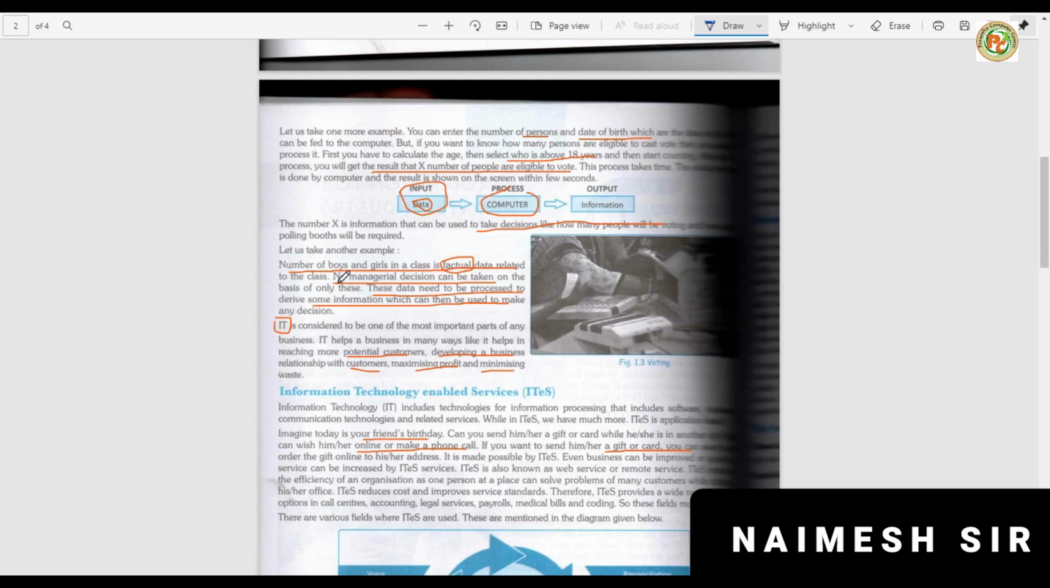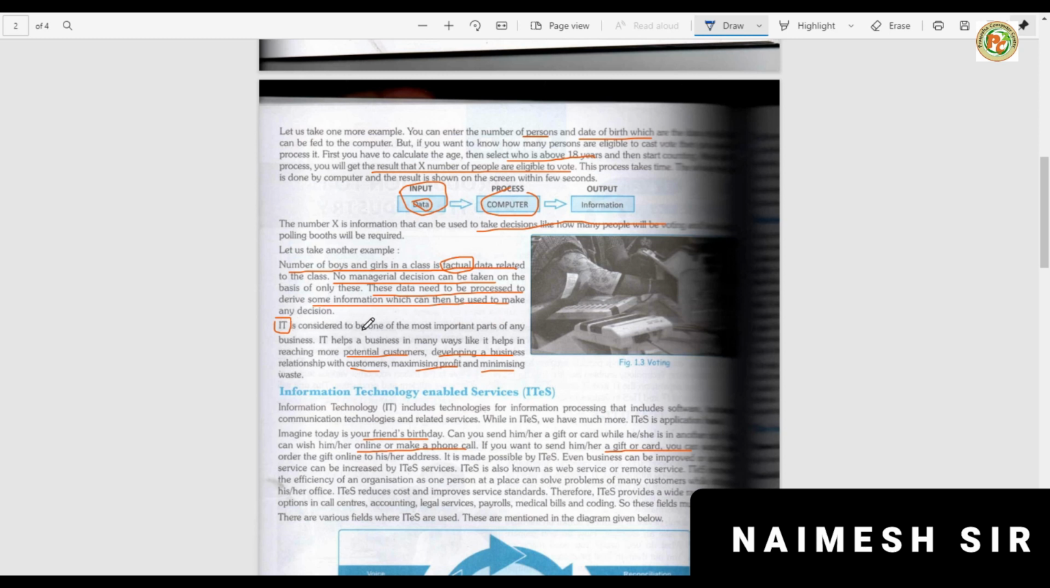Let's take another example, like your information: your name, your address, your last year mark sheet, and all those things. It is factual data right now. But if you want to take admission in any school, you have to fill in the admission form. It is in a tabular format. You have to give all the information correctly, right? Then the school will enter your data inside the computer, and then they will make a managerial decision from that. So this data needs to be processed, derived into information, which is then used to make decisions.